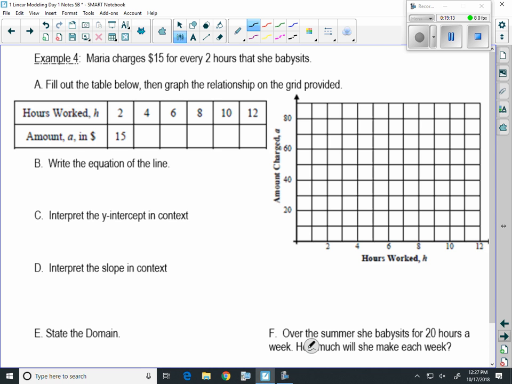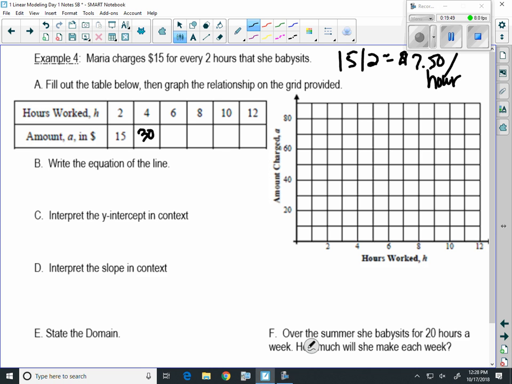All right, example 4. Maria charges $15 for every 2 hours. Let's hold up a second. $15 every 2 hours. How much is that for 1 hour? 15 divided by 2, right? That would be $7.50 per hour. You tracking with me on that? Okay. So, if it's 4 hours, how much would it be?